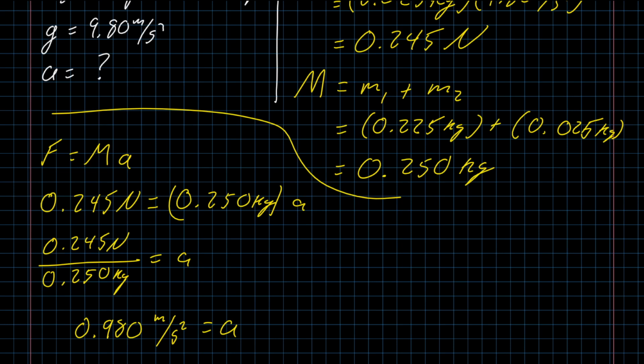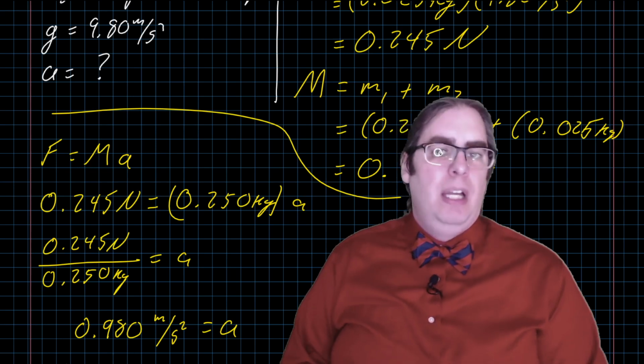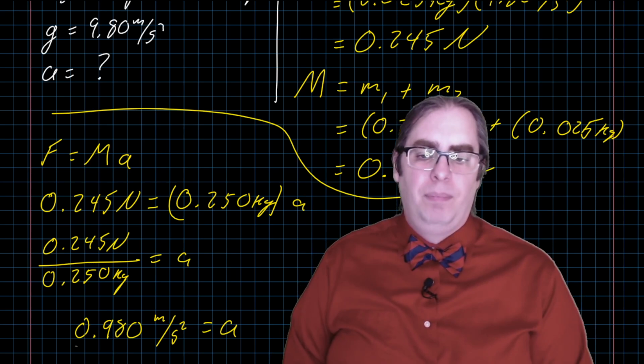So in this particular configuration, we should expect just shy of 1 meter per square second as the acceleration experienced by the cart and counterweight system.